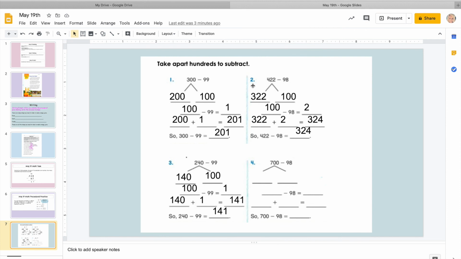Moving on to number 2, I did the same thing. I already plugged in the numbers, but I will walk you through it, where we are going to find the difference of 422 minus 98, where we're decomposing 422. And remember, we're taking apart the 100. So over here, it's automatically going to be 100. So we took 100, and then what's left is 322.